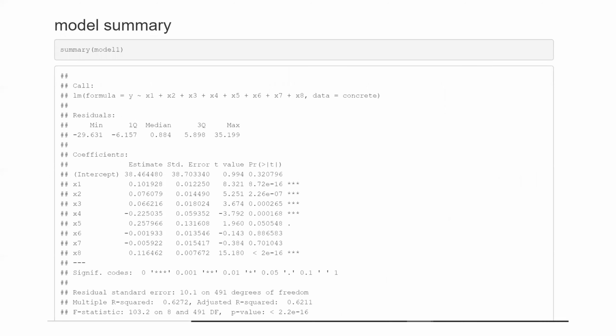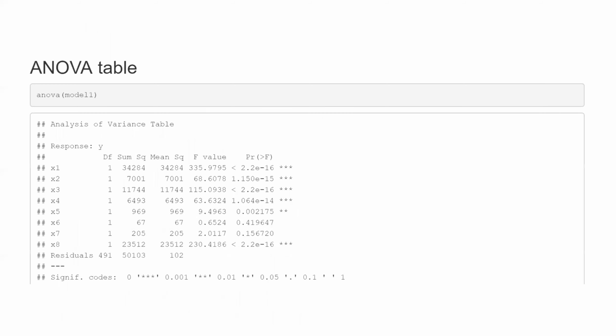So here is the summary of our first model. We can see that the adjusted R squared is not very high. It is only 0.6211. And maybe some remedy methods can be performed to improve the adjusted R squared. And here is the ANOVA table of our first model. The sum of squares is a bit large.